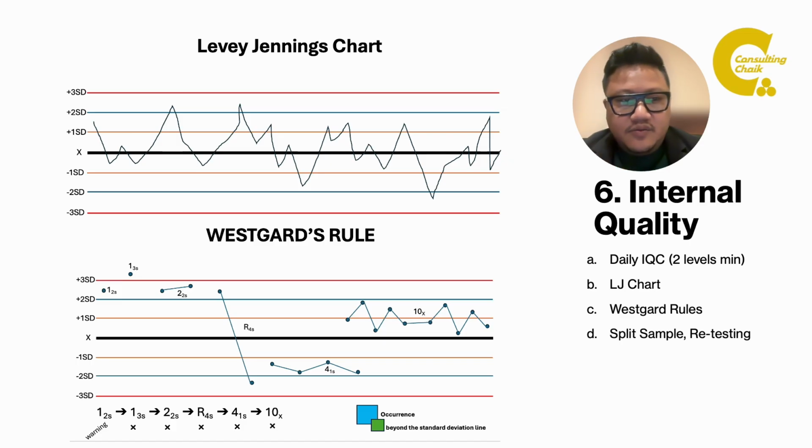Through that you need to make a Levy-Jennings chart. This is a Levy-Jennings chart where you have the mean, and then 1, 2, 3 SD, plus above and minus below. You need to analyze this trend, and after taking at least 20 data points, you have to define your lab mean. You cannot go on using the mean provided by the manufacturer, and this needs to be analyzed using Westgard rule.